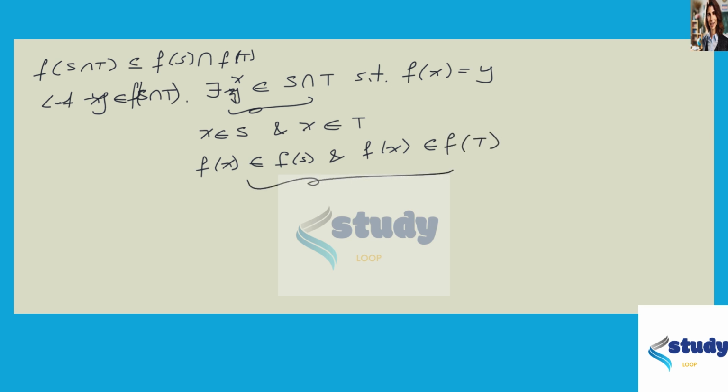So combining this condition, you have f(x) is in f(S) ∩ f(T). But we know that f(x) is equal to y, so this is equal to y. Now we also know that y is in f(S ∩ T). So therefore f(S ∩ T) is a subset of f(S) ∩ f(T).